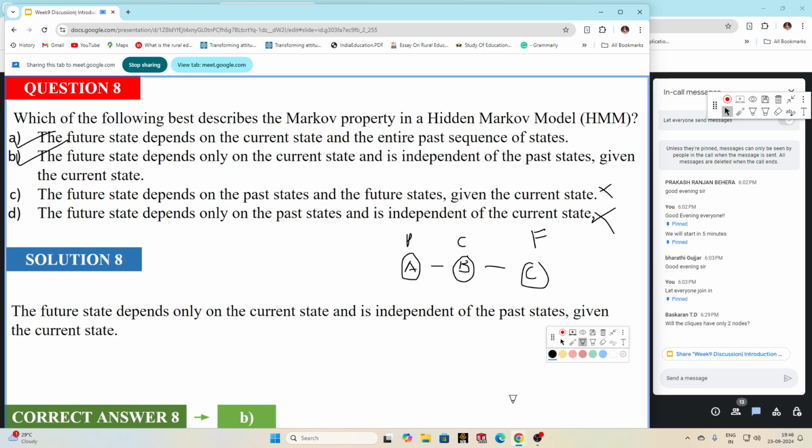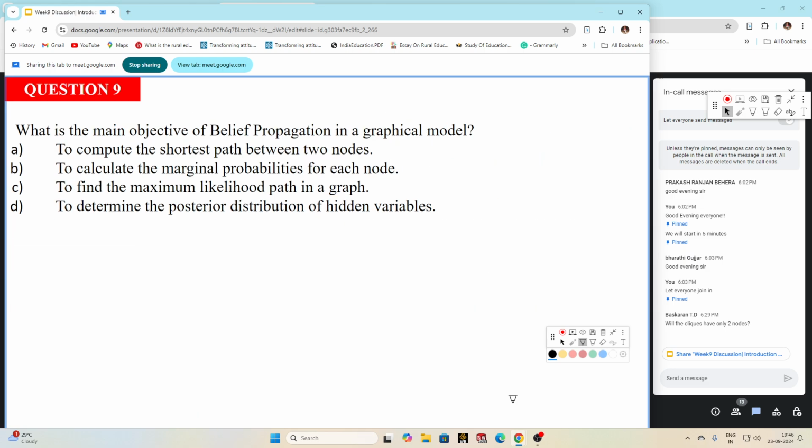Is it clear to all of you? Yes, sir. Clear, right? Yes, sir.